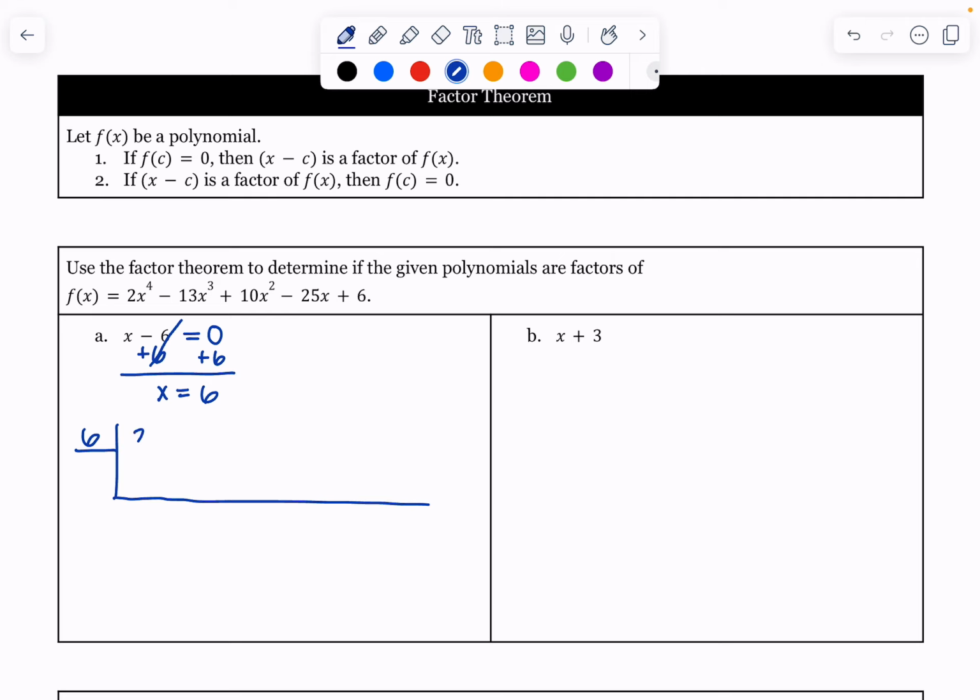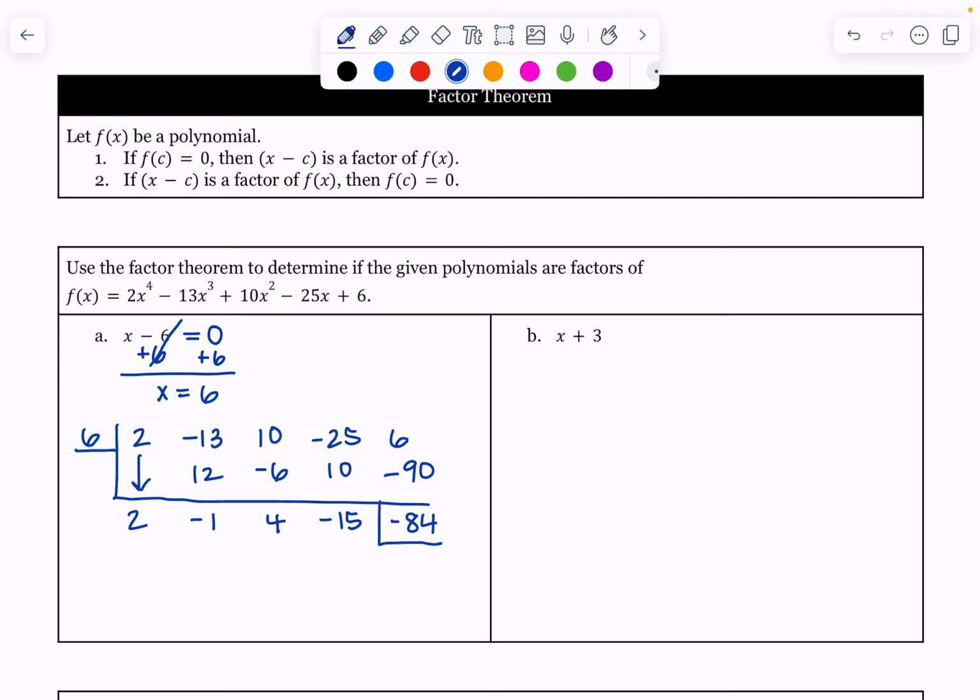And along the top, I'm going to have 2, negative 13, 10, negative 25, and 6. I don't need any placeholders because I'm not missing any terms. I'm going to bring the first term down. I'm going to multiply and add, multiply and add, multiply and add, multiply and add. And remember, this last one is my remainder.